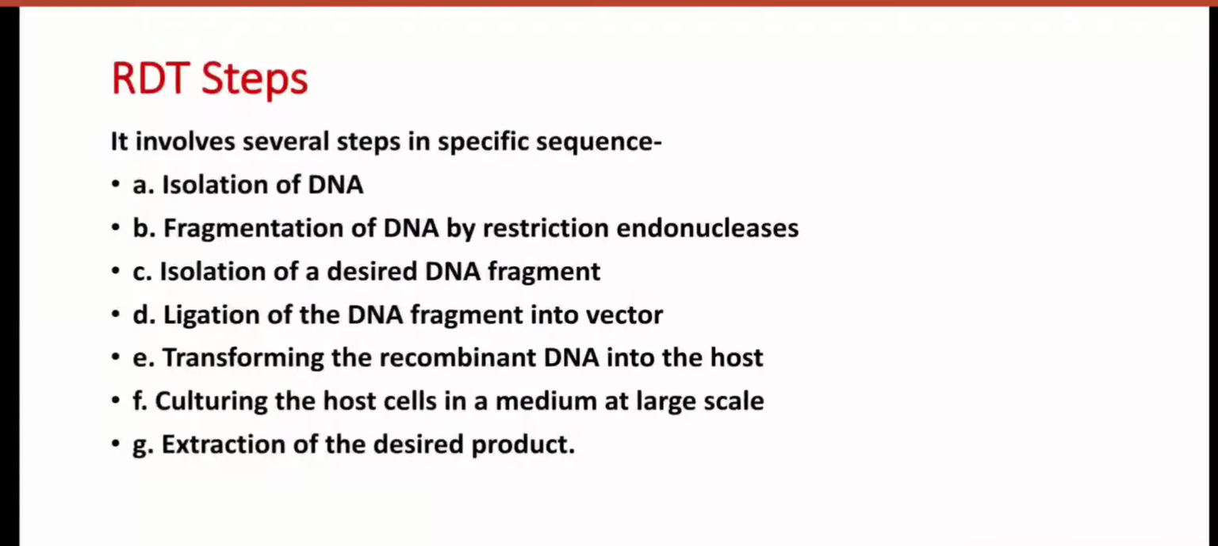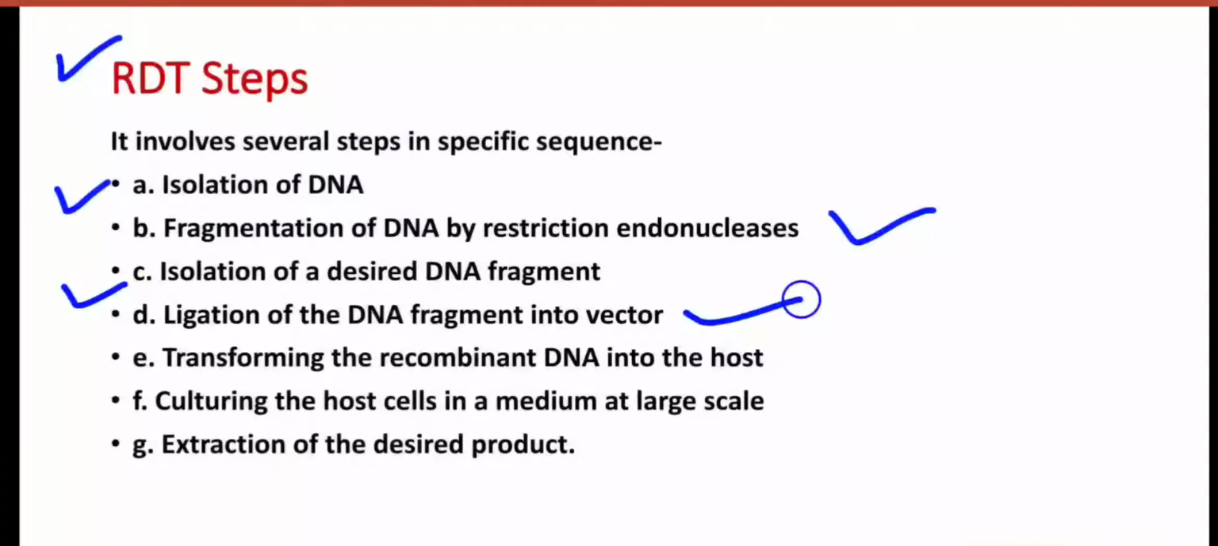Recombinant DNA technology steps. Recombinant DNA technology, that is RDT. Its main steps include: first step is isolation of DNA, second is fragmentation with the restriction endonucleases, third isolation of desired DNA fragment, next step is the ligation of that DNA fragment.